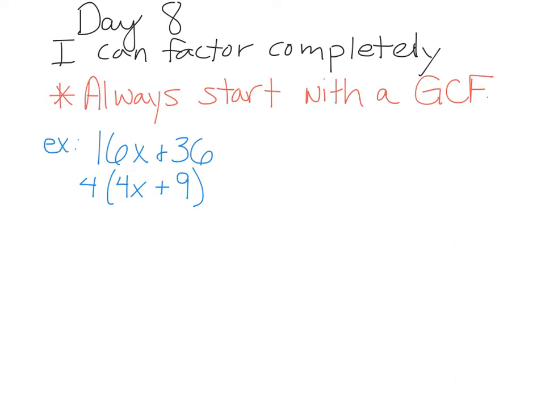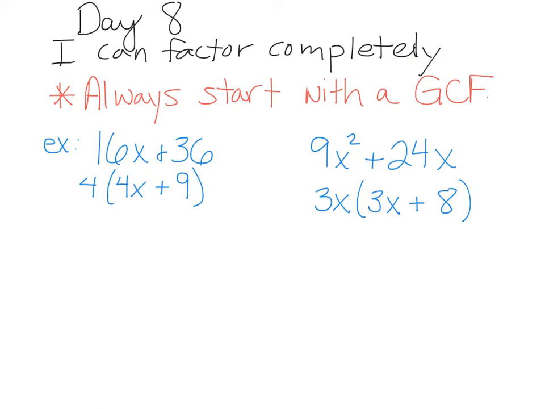Okay, let's look at 9x squared plus 24x. Is there anything that goes into both of those? Hopefully by now these are kind of coming to you. 3 goes into 9, 3 also goes into 24, and an x goes into both of them. So we've got 3x, and we're left with 3x plus 24 divided by 3 is 8. So that's where we're starting. We always look for that GCF and start there.